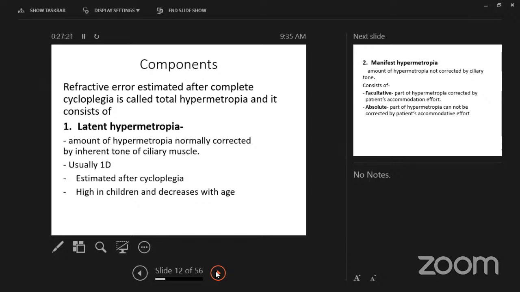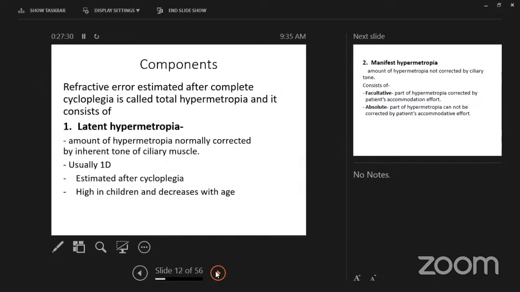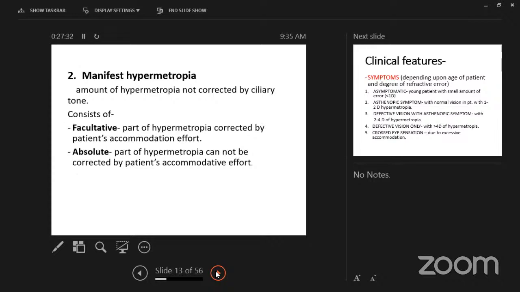Okay, I am telling you that you calculate what part is latent, what part is facultative, what part is absolute.